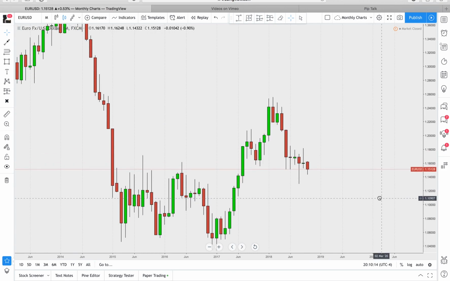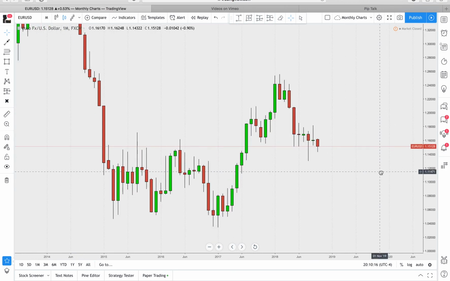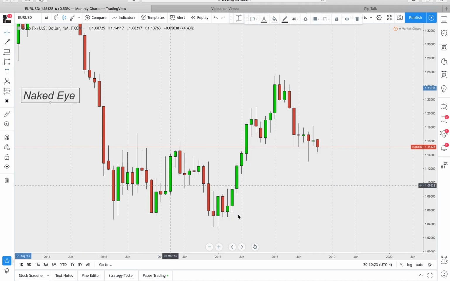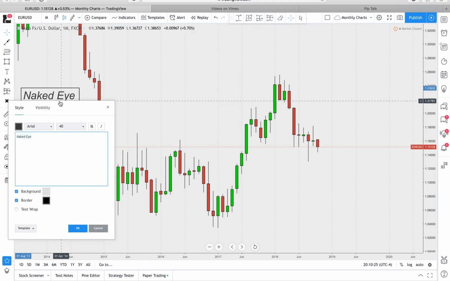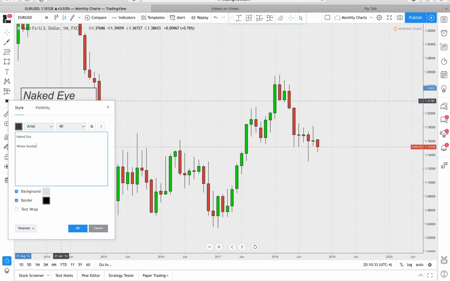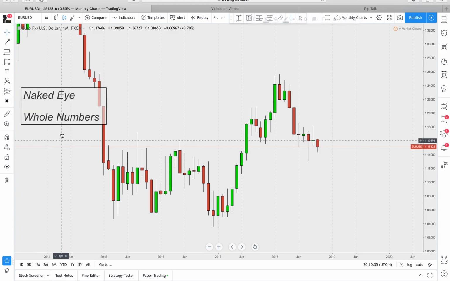So I'm going to just be doing this chart as an example. And what I'm first going to do is just naked eye my support and resistance levels. That's the first way. Then we're going to do it with the whole number theory. After, we're going to do it with the whole numbers. I'll show you how. So naked eyes first.